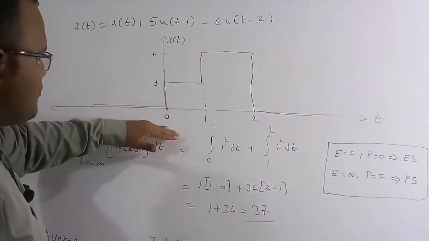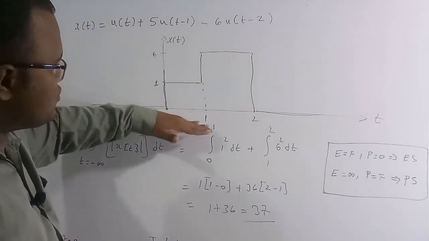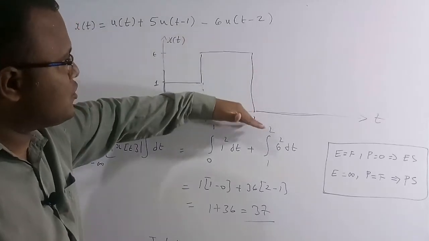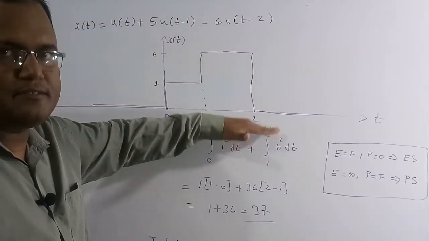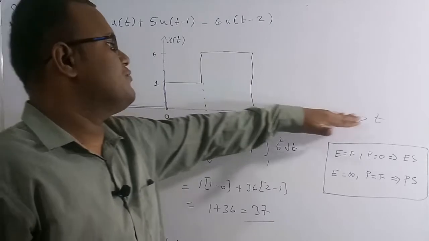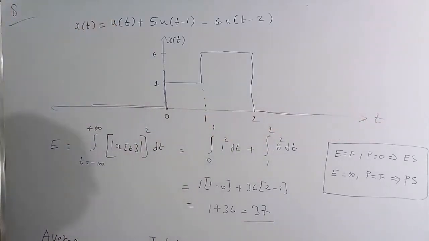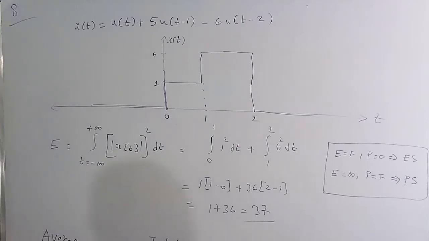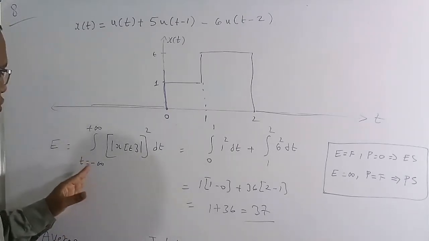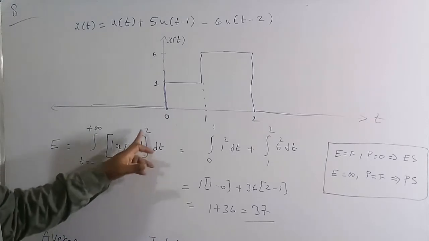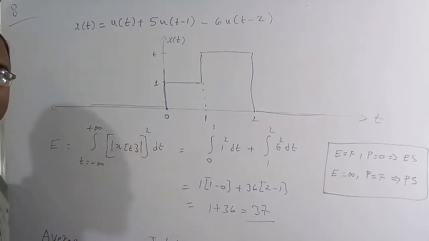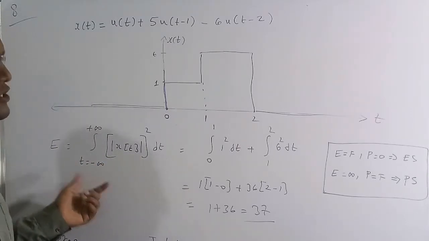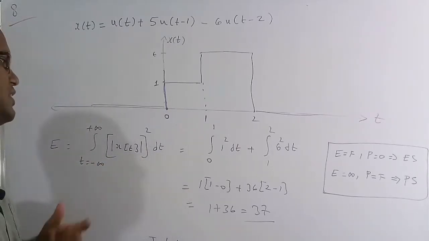So at t is equal to 0 we have to move by plus 1 up to t is equal to 1, and then we have to move up by plus 5, and then at t is equal to 2 we have to move by minus 6, means down by 6. So this is the diagram. Now for this function x of t we need to find the energy and the power. The energy expression is the integral from minus infinity to plus infinity of mod of x of t whole square dt. Here mod means we have to take the absolute value, and this expression holds for both the real signal and the complex signal.